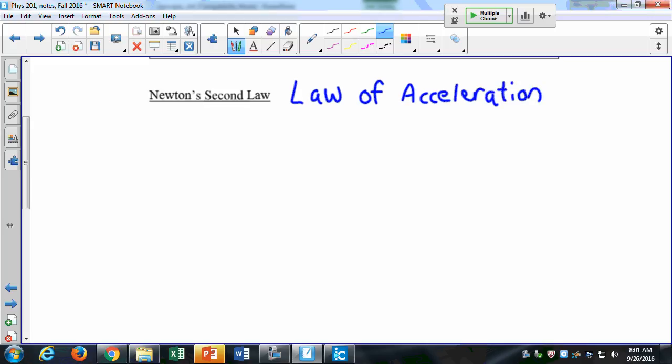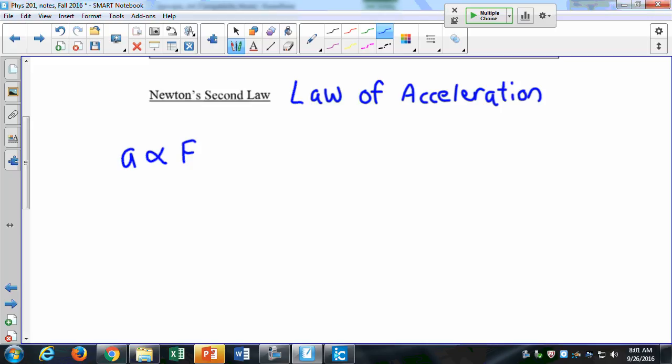Newton didn't really write it like this. I'll show you how he wrote it, but let's just write it how we typically write it now. And that is that the acceleration is dependent upon a couple of things. The acceleration is directly proportional to the force.